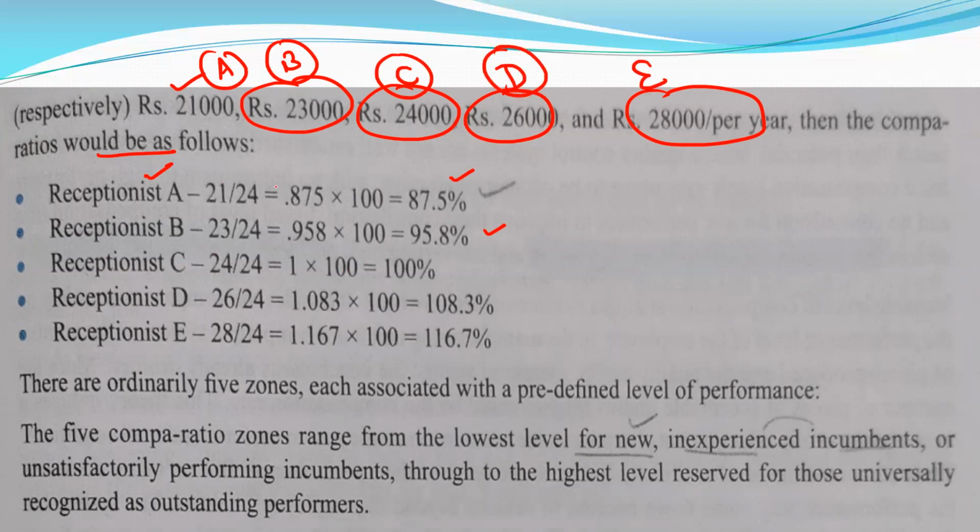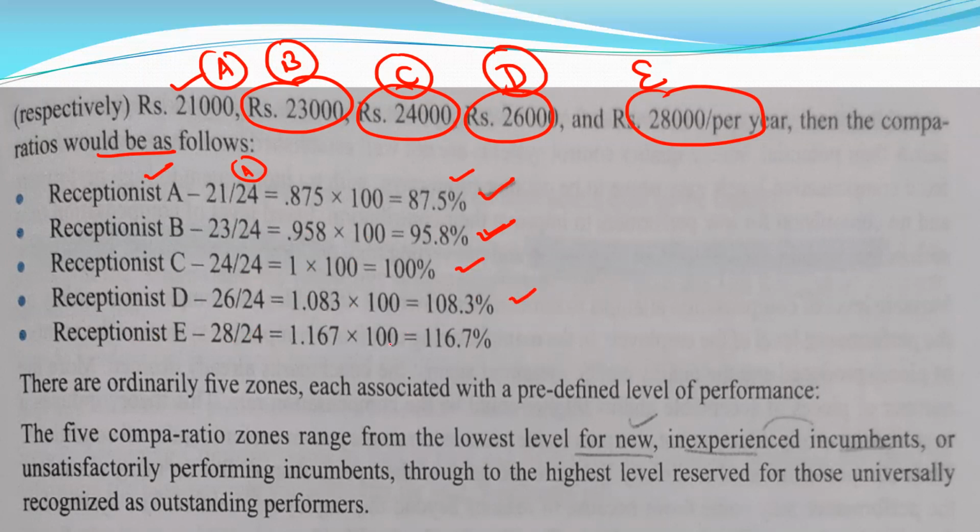For receptionist A, 21,000 upon 24,000. This is basically 87.5%. For receptionist B, 23,000 upon 24,000, this comes out to be 95.8%. For receptionist C, it comes out to be 100%. For receptionist D, it is basically more than 100%. 26,000 upon 24,000 into 100, it is basically 108.3%.